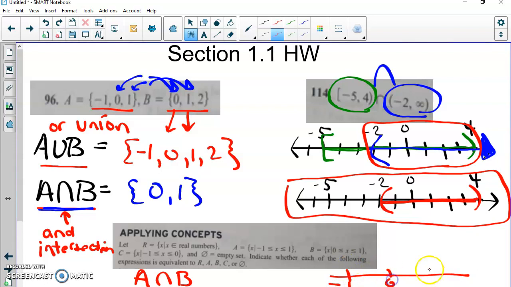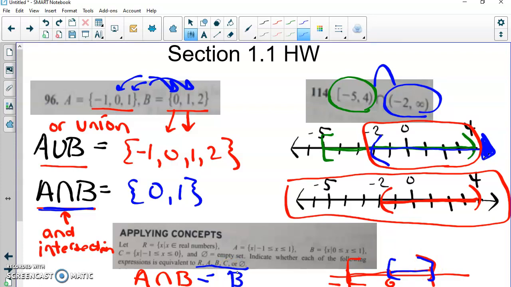-1, 0, 1. Running out of room on my board here, I apologize. A is this set here. B is from 0 to 1. This set here. Well, the overlap of the two is actually the entire blue part. So this answer is what they're saying here. You are actually having your answer of those questions be one of the sets in the direction. So A intersect B, the overlap is the entire section of B. So your answer would be set B.